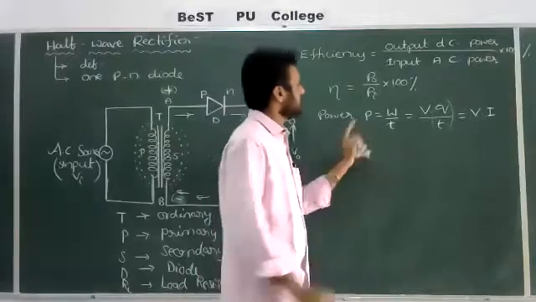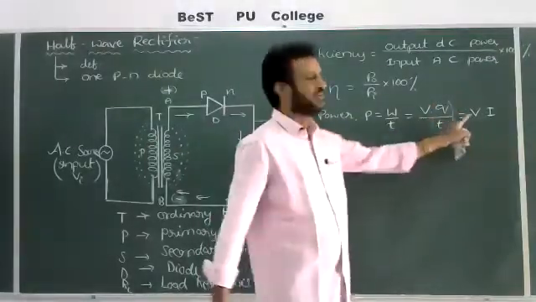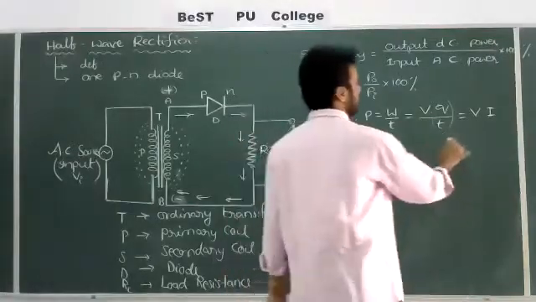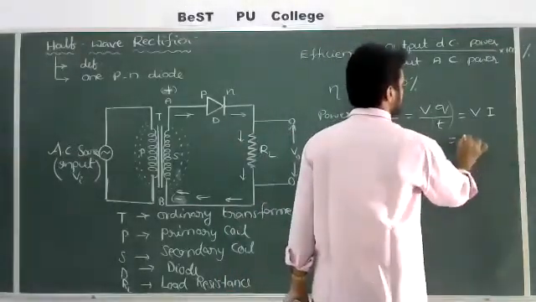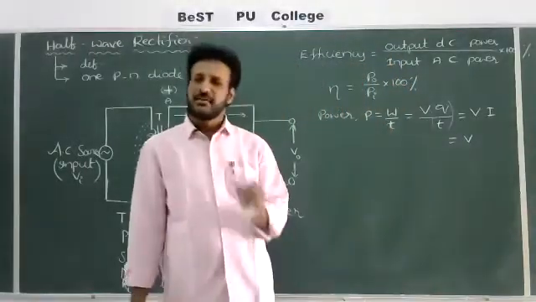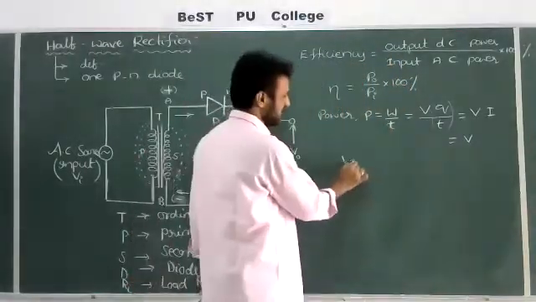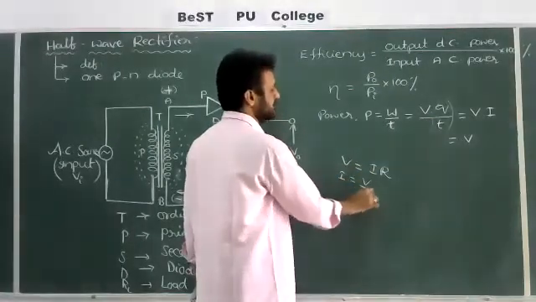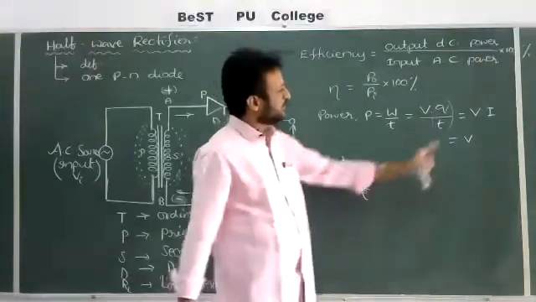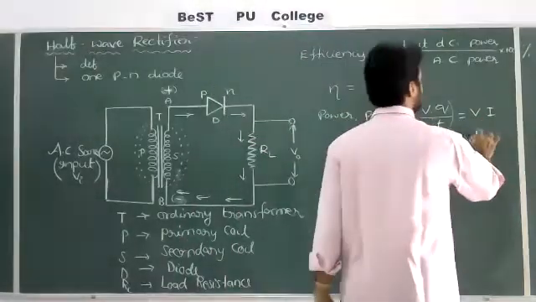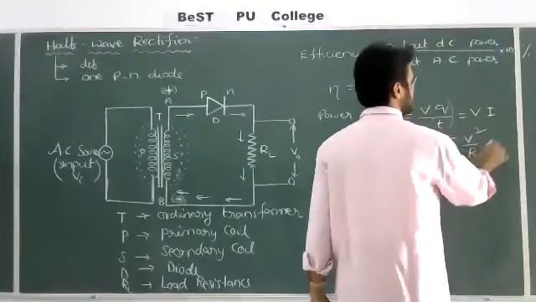So P is equal to V into I, one formula. One more formula we can write: that is equal to V into I, and according to Ohm's law, V is equal to IR, or I is equal to V by R. So in the place of I we can write V by R. So V into V by R is equal to V square by R.